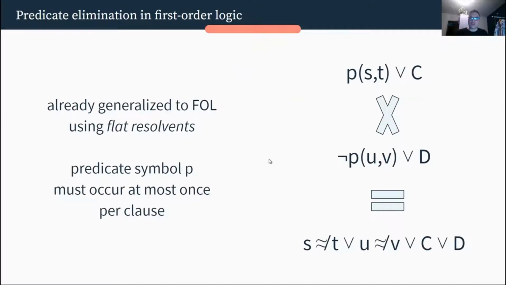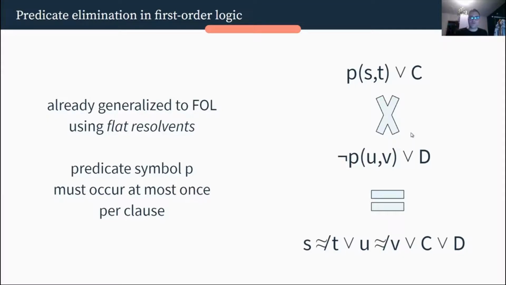So in first order logic, predicate elimination was previously generalized using something called flat resolvents. A flat resolvent doesn't compute the MGU, most general unifier, like a normal resolvent, but it simply decomposes the arguments. And there was one constraint, which is that you can only eliminate a predicate if it occurs at most once per clause. And this was already done before.